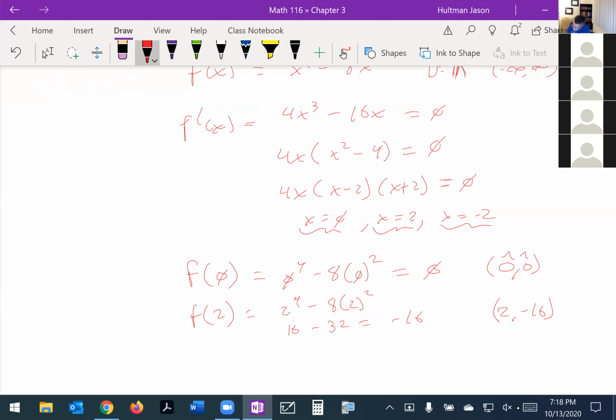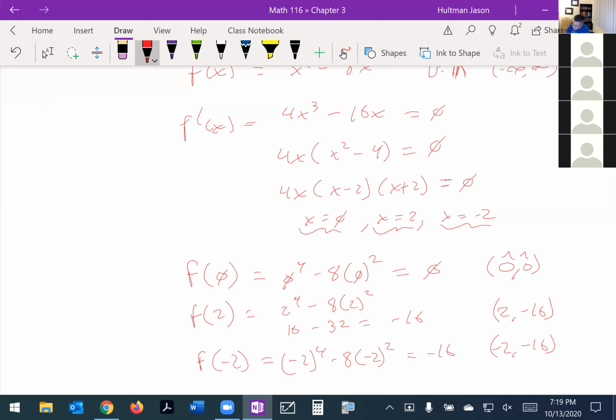So that's kind of interesting. What about f of negative 2? That's negative 2 to the 4th minus 8 times negative 2 squared. That's going to be the same thing, because if I take negative 2 to an even power, it's positive. Everything's positive here, so it didn't really matter if it was negative or positive. We're going to get the same number. So this is (negative 2, negative 16).